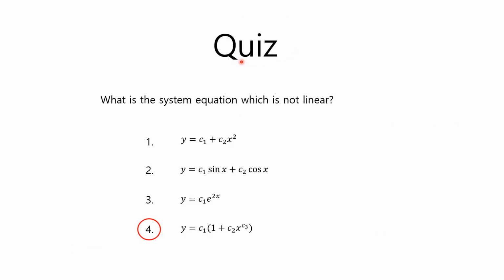Let's find out the answers to the quiz. What is the system equation which is not linear? The correct answer is number 4.